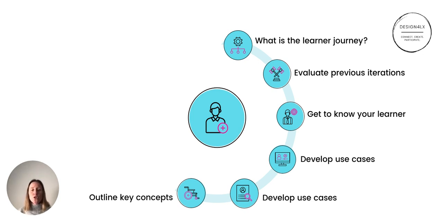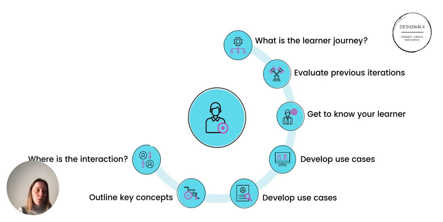Then review the key concepts and identify what, if any, support resources may be required for the learner. Now, a big part of learner experience is the interaction. So where is the interaction? We often think about just the activities and the assessment, but it's important to look at the different types and different levels of interaction. So peer-to-peer, peer-to-educators, support educators, and vice versa. Who else is in that community and what types of interactions are going to occur?